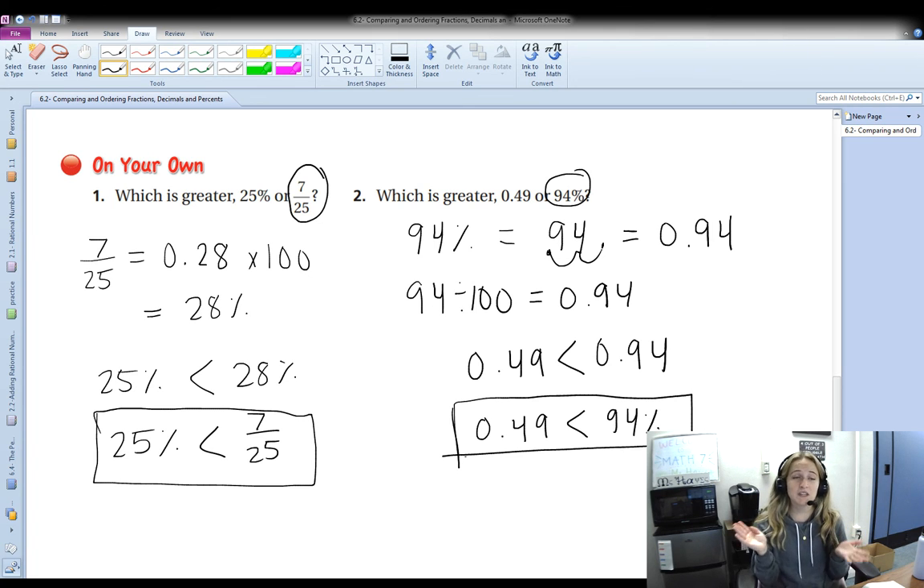So the main gist of this section is to make sure they're all in the same form and then just compare them. See which one's greater or less than.